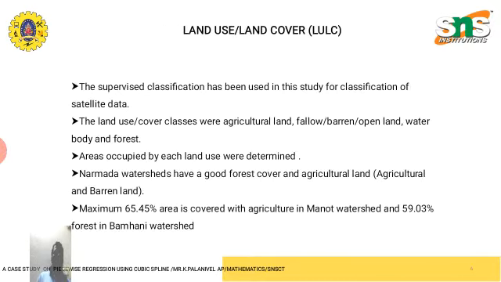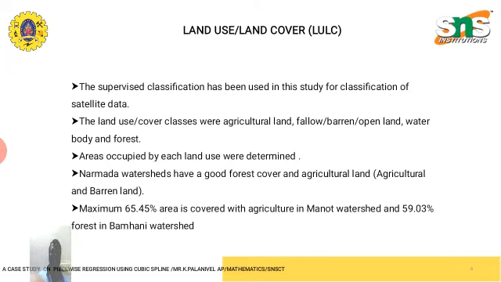Next, land use and land cover. The graphically mapped data was used for the watershed delineation. The Landsat satellite data were downloaded from the Global Land Cover Facility, Maryland website, and were used to prepare the land use and land cover map. Supervised classification has been used in this study for classification of satellite data. The land use cover classes were agricultural land, fallow, barren, open land, water body, and forest.